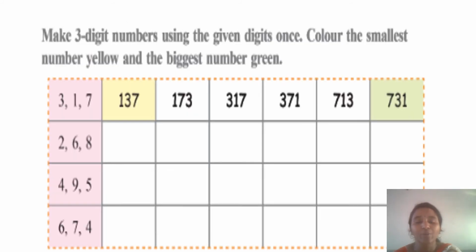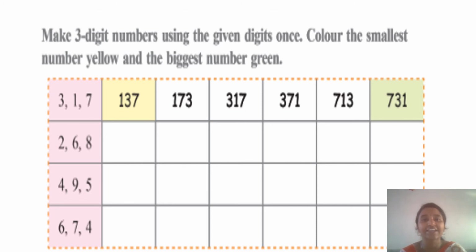Now you have to make the 3-digit numbers using the given digits. Color the smallest number with yellow and the biggest number with green. One is already done for you. I will explain another one. The other two you will do as your assignment.